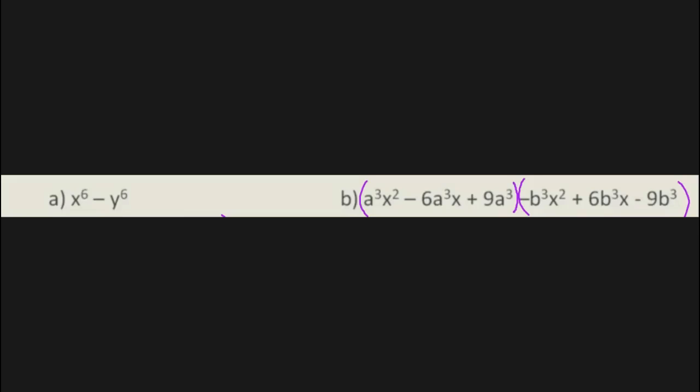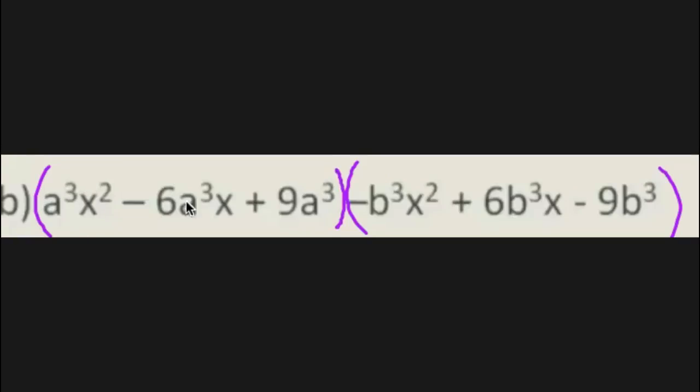Okay, so the next part of this problem, example B, once again I have 6 terms, so I'm going to set up factor by grouping. Once you have more than 3 terms, you set up factor by grouping. So go ahead, take a minute, take out your GCF for each of those.